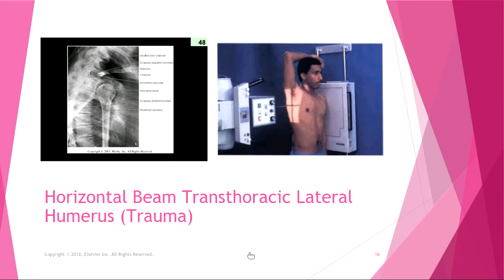Again, humerus is two views, AP and lateral. The technique is 75 kVp at 3 mAs. With the AP, the epicondyles are parallel to the IR. With the lateral, the epicondyles are perpendicular to the IR. And as with any long bone, you have to include both joints at either end of the bone.